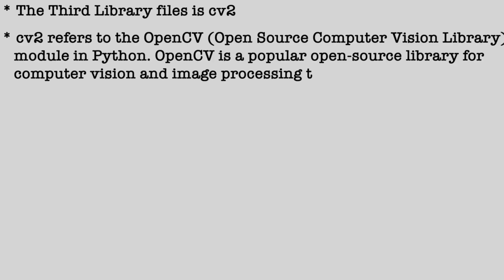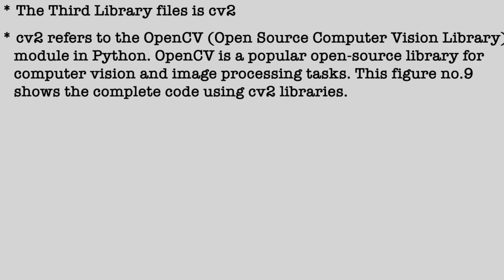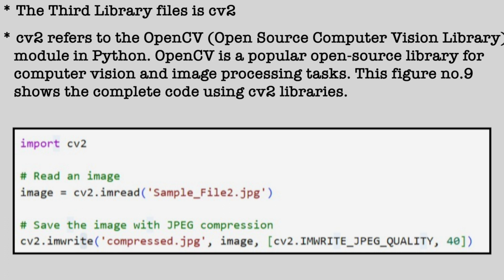Now we are going to understand the third library, that is cv2. cv2 refers to the open source computer vision library module in Python. OpenCV is a popular open source library for computer vision and image processing tasks. Figure 9 shows the complete code using the cv2 library.